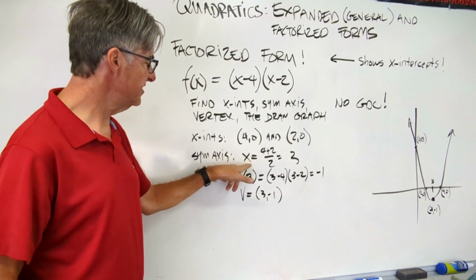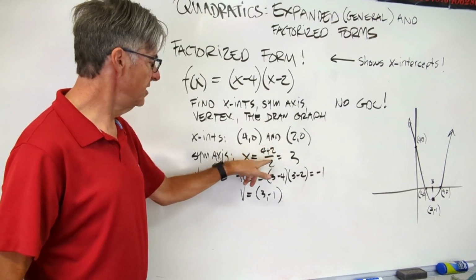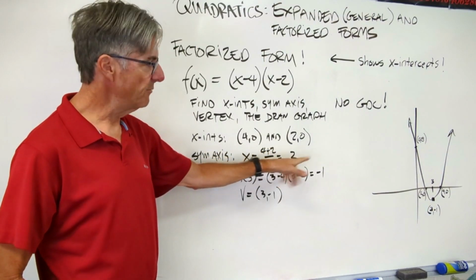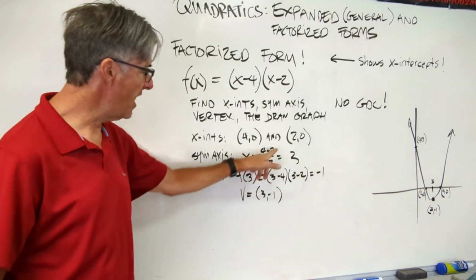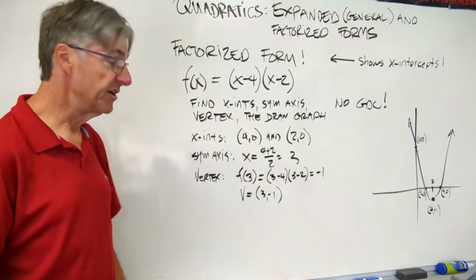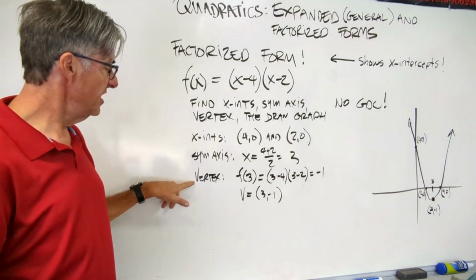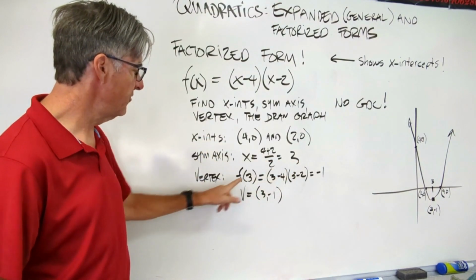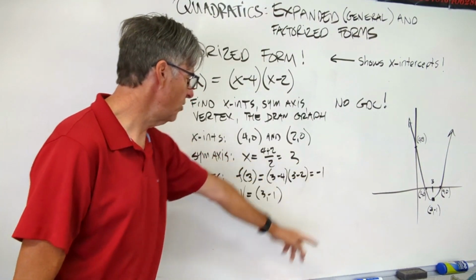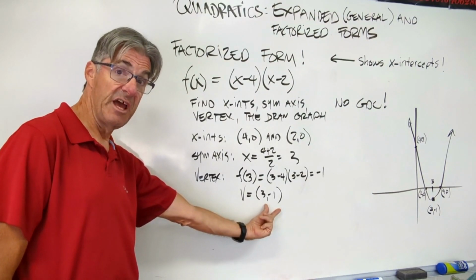It's just going to be x equals the 2 intercepts divided by 2, which is 3. And we'll look at that in the graph in a minute and talk about why it is the average of the 2 intercepts. Finally, the vertex is just going to be the symmetry axis run through the function, which gives me minus 1. Hence, my vertex is 3, negative 1.